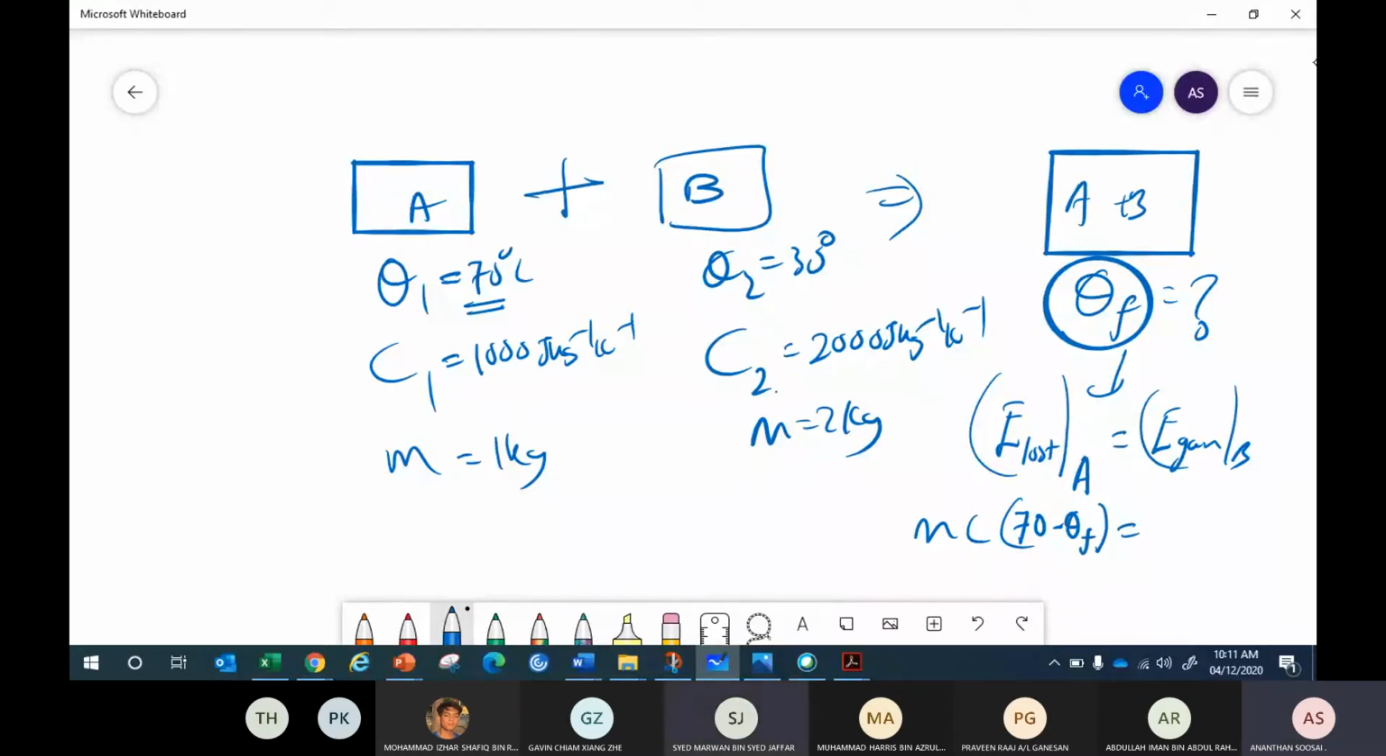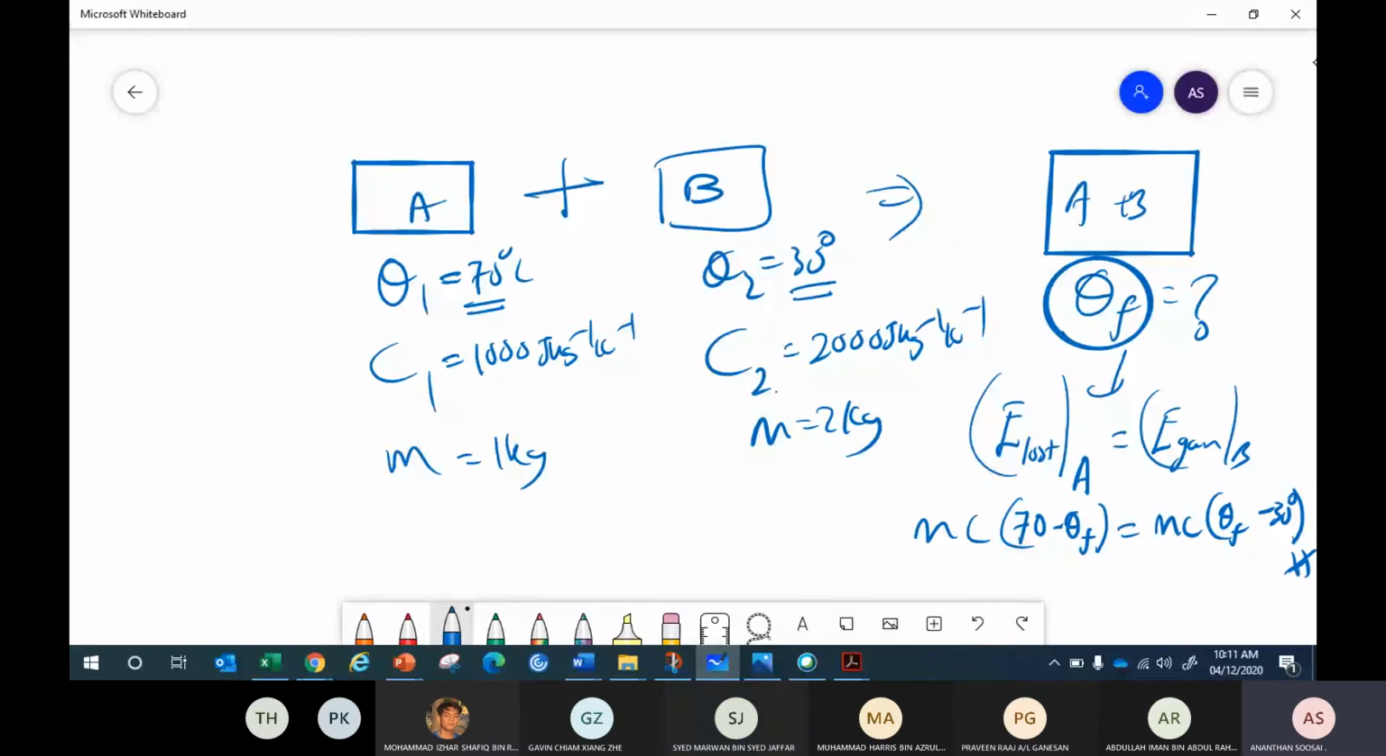For B, so mc of B, how do you write the temperature change? B goes from 30 degrees Celsius to theta F. Big minus small. So which is big? Theta F should be bigger than 30, right? Because of 70 and 30, the final temperature must be between 70 and 30. So here you are supposed to write theta F minus 30. Okay, so this is what you need to know.